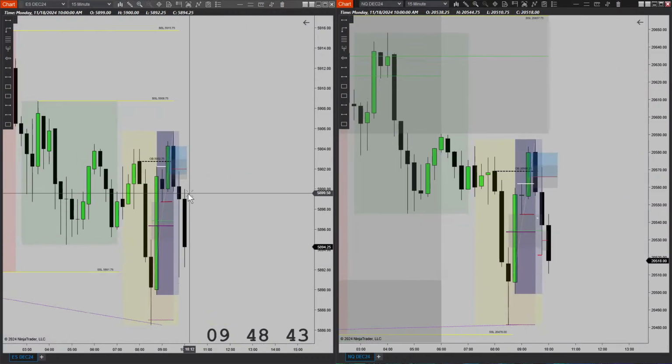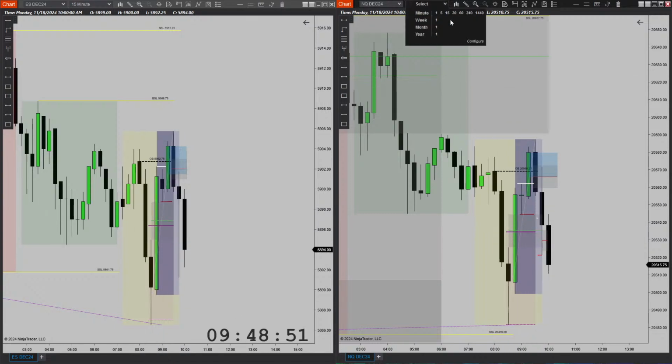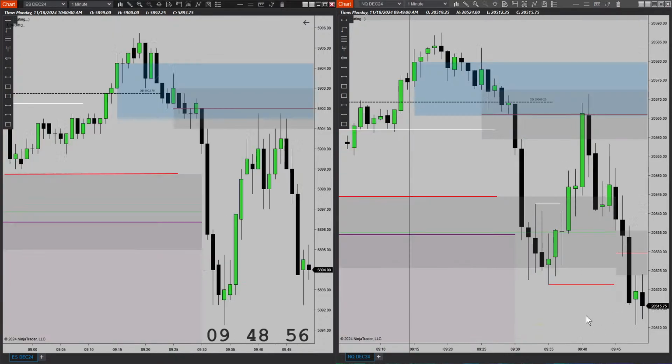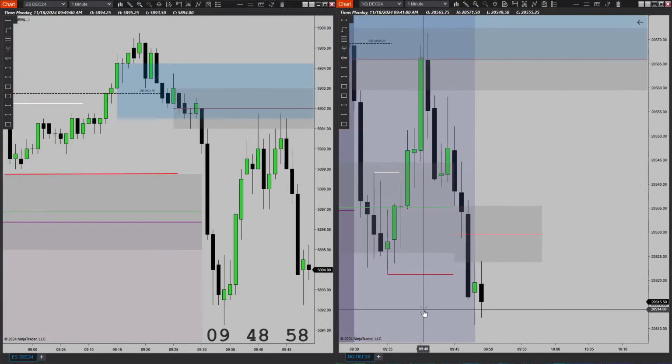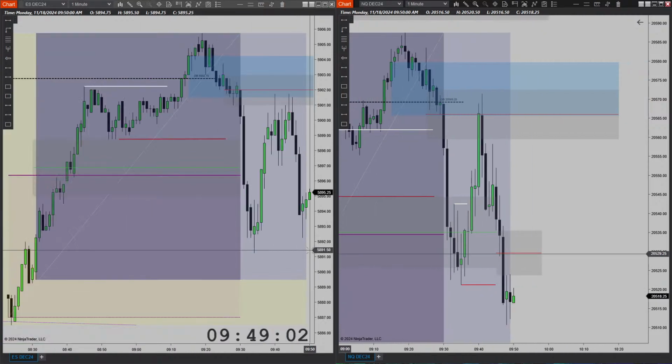As you can see here, on the 15-minute price closed above consequent encroachment here. Here, it also closed above consequent encroachment. So that's a good sign. That to me is a bullish sign. So my bias remains the same, bullish still, until price tells me it's not bullish.